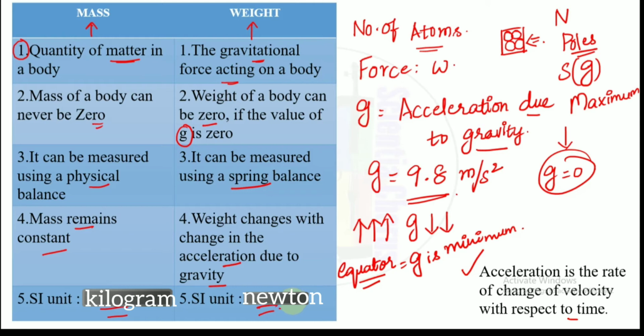So here comes the big deal. We need to understand clearly. For mass, we are telling it as kilogram, and for weight, it is Newton. Why is it Newton? Because it is force. We know that the SI unit of force is Newton, right?